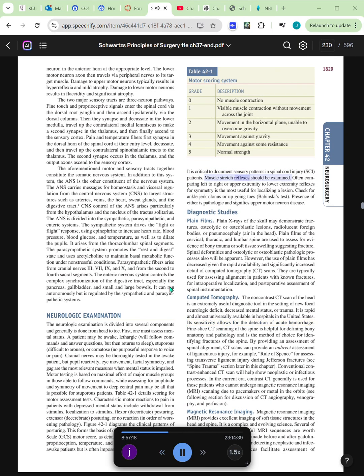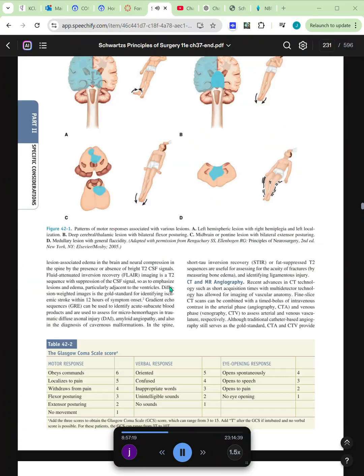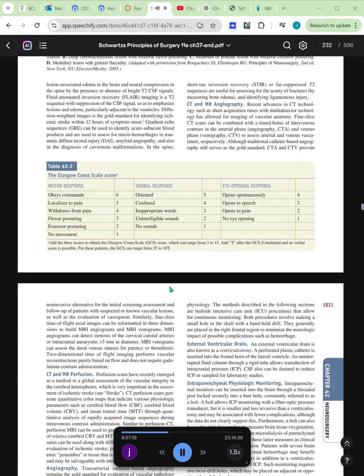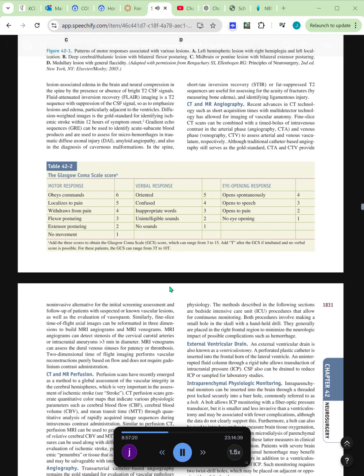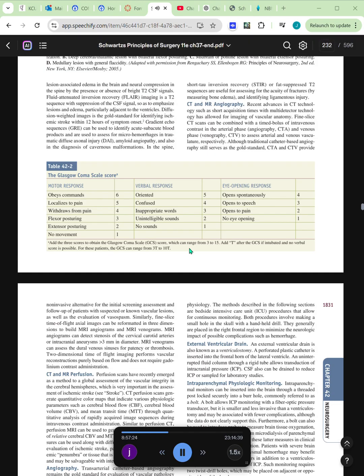Muscle stretch reflexes should be examined, often comparing left to right or upper extremity to lower extremity reflexes. Symmetry is the most useful for localizing a lesion. Check for ankle jerk clonus or upgoing toes. Presence of either is pathologic and signifies upper motor neuron disease.